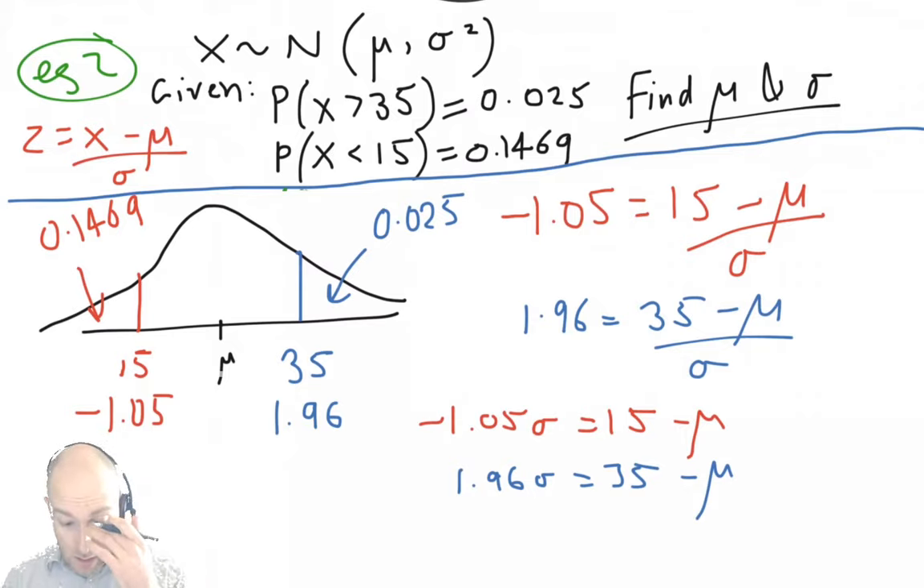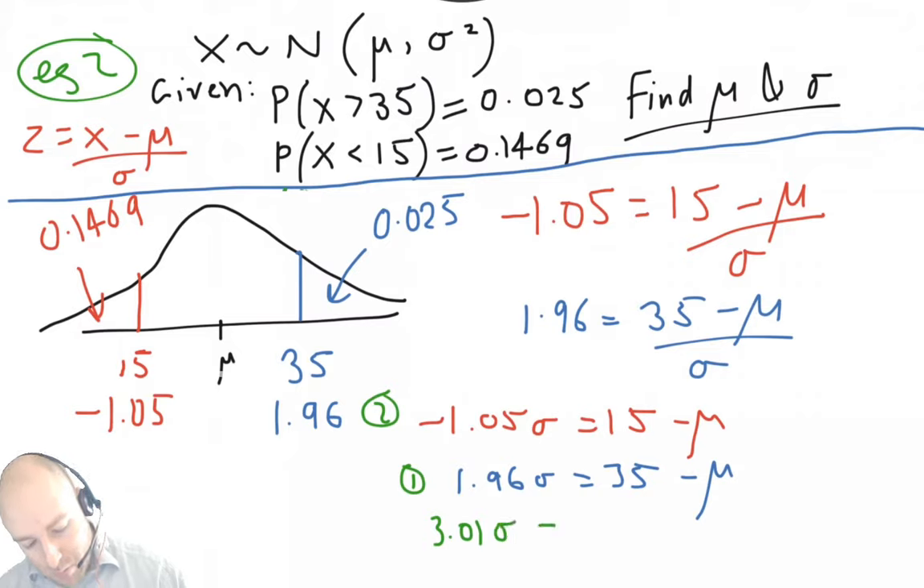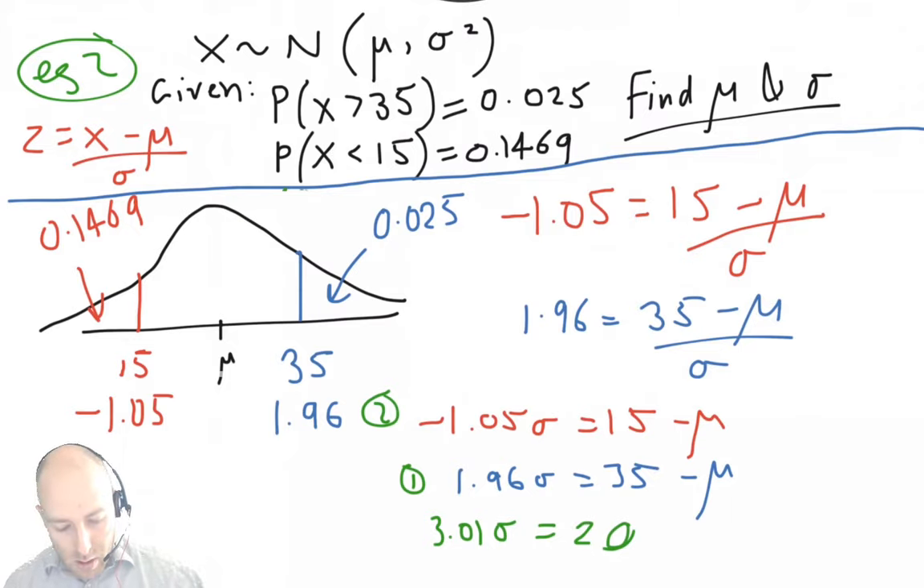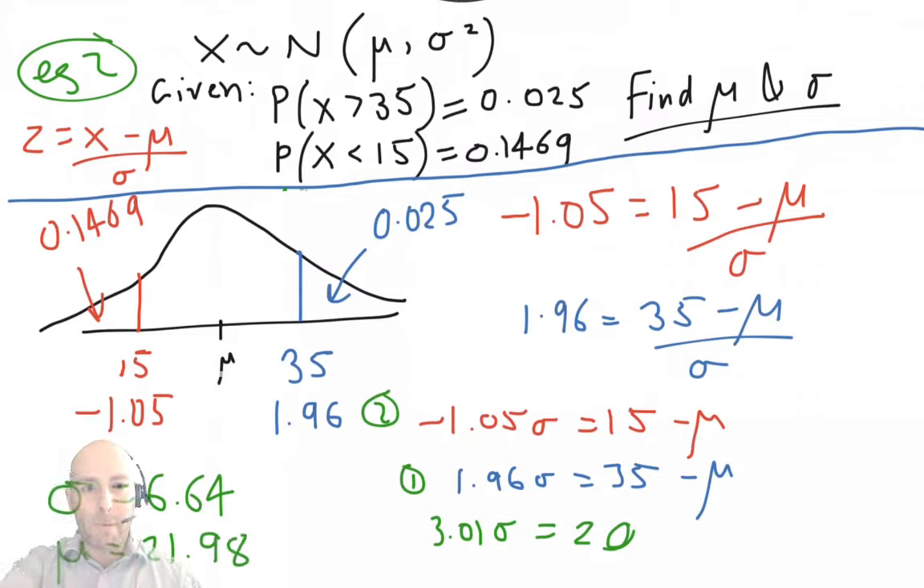So, yeah, if we do this one take away this one, we would get 3.01 sigma equals 20, which, does that look right? Yeah, that does. So sigma comes out as 6.64, mu comes out as 21.98.